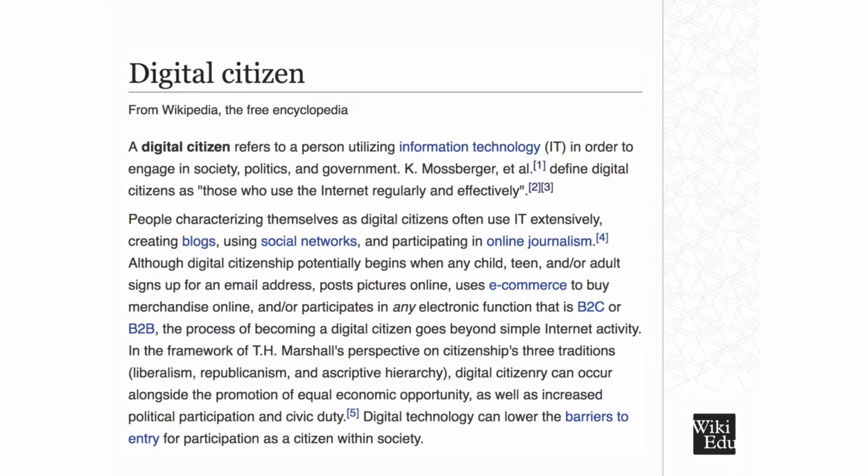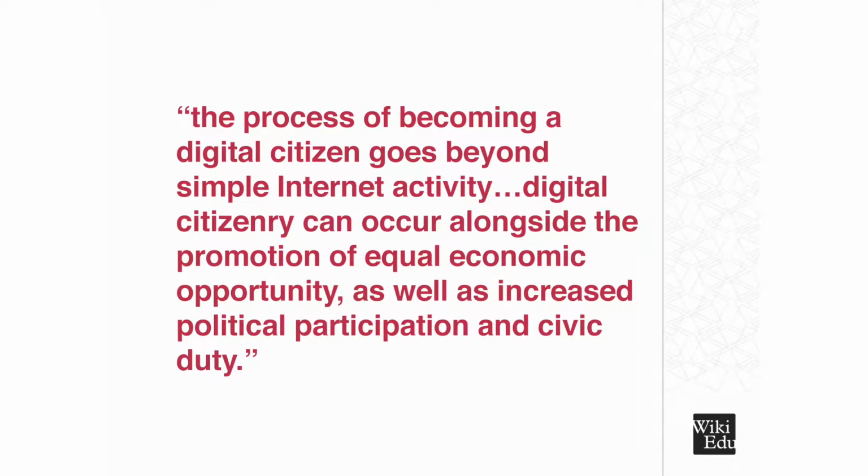When I read that, I was like, okay, but what does that mean? So I kept reading, and the article continues. Being a digital citizen is not just about using the internet for one's own needs, but about using that information to promote equal economic opportunity, political participation, and civic duty. And I thought that was really interesting, especially when we think about how students should be digital citizens.